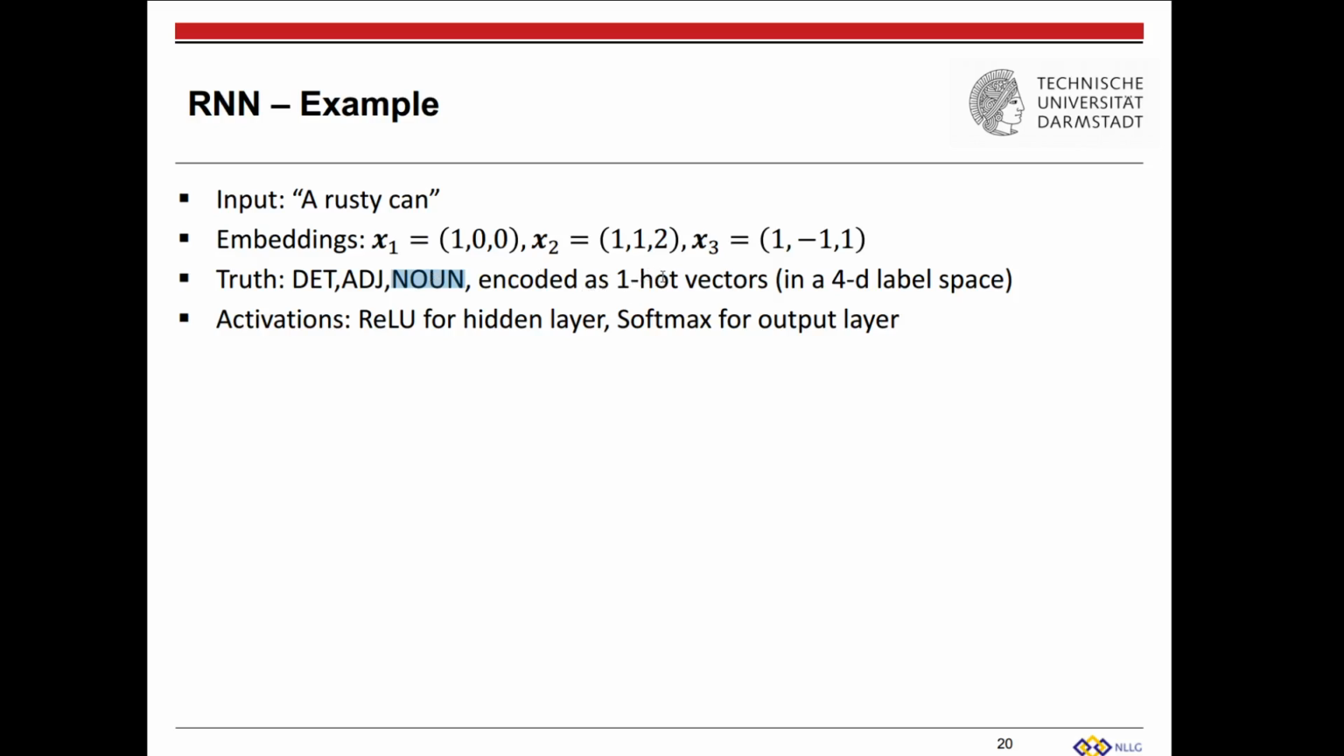And let's say they're encoded as one-hot vectors in a 4D label space. What does it mean? It means that we have 4 possible labels, right? So don't confuse that. We only have 3 words. Coincidentally, all 3 of them are represented by 3-dimensional vectors. This would, of course, not generally be true. These vectors would be 100-dimensional, for example, in reality. But now we encode them by 3-dimensional vectors, and we have 4 possible labels. So we have a 4-dimensional label space, let's say. And the activations are ReLU for the hidden layer and softmax for the output layer.